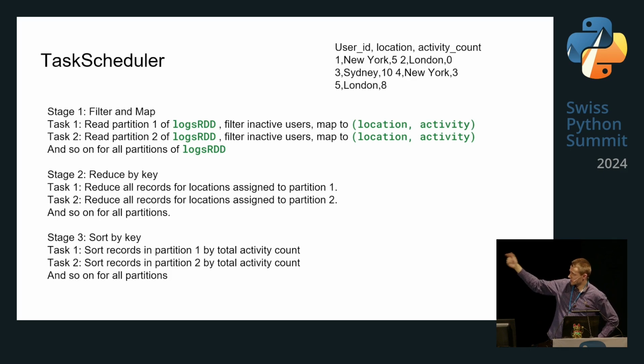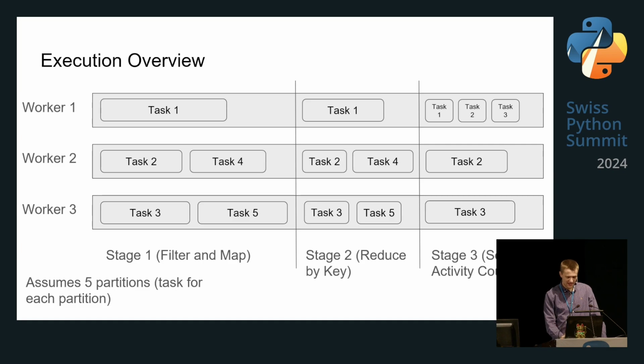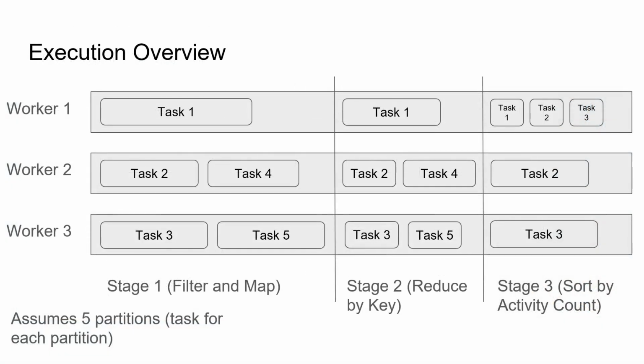The actual task within stage 2 is reducing all records for locations assigned to their particular partition, and there's also the sort by key, so it'll sort records within each partition. And so this brings everything together. This is what we started with, our code, and now we've built up to this. This is what the actual execution looks like, so that's what the scheduler has done.